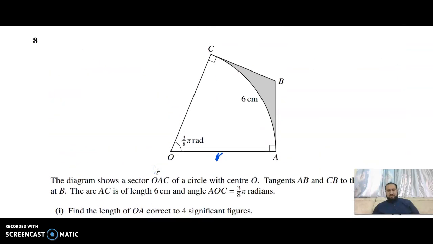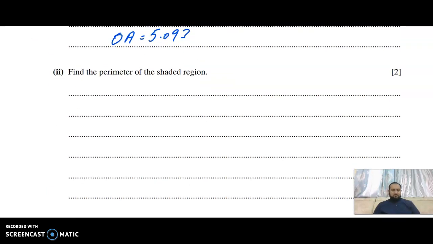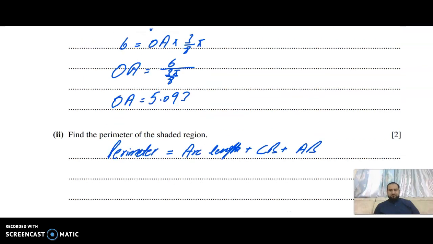Then the next one, it says find the perimeter of the shaded region. So the shaded region is this part, so CB, and we need to know AB. So the perimeter will be equal to arc length plus CB plus AB.